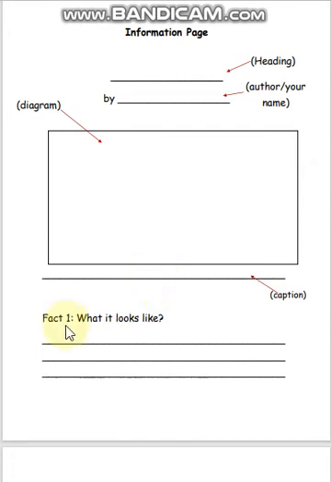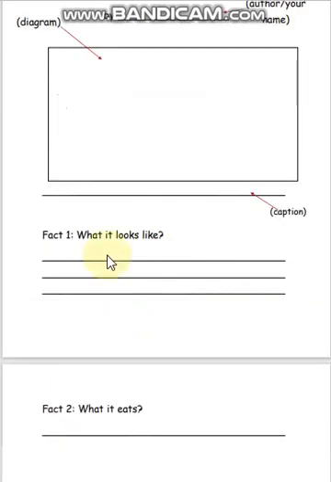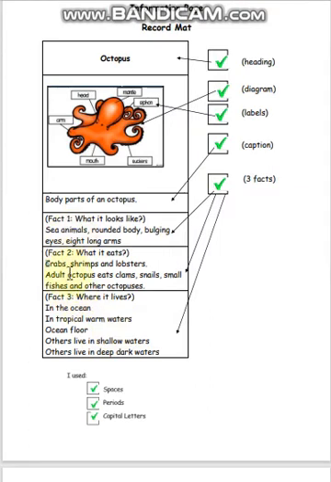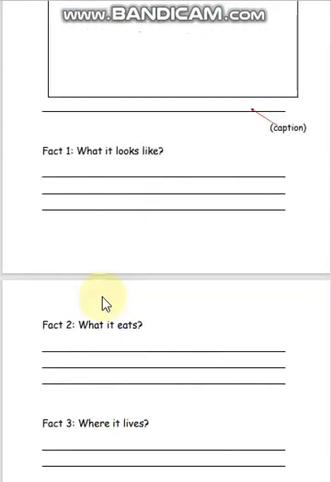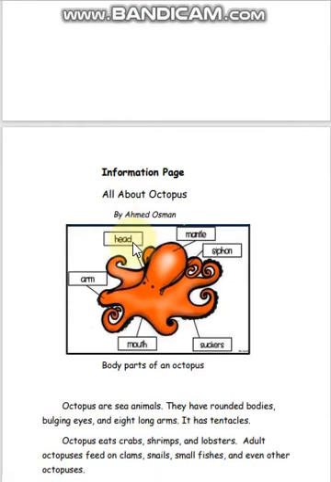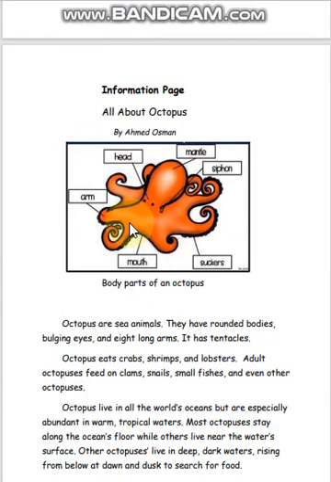And then you can start writing facts about what an animal looks like. You can write here in sentence form what it eats and where it lives. So it's basically just the same, right? But here you are going to write them in sentence form, not in words anymore. So this is an example of the information page.